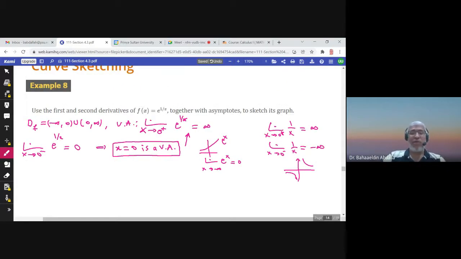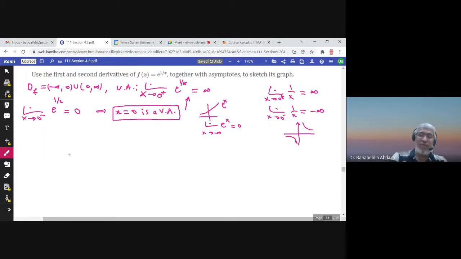Let me remind you the definition of the vertical asymptote. If you find that the limit when x approaches a from the right or from the left of f of x equals positive or negative infinity, then x equals a is a vertical asymptote. But from the left, this will help me also in the graph because I know now when x approaches 0 from the left, it's not infinity or negative infinity, it would be 0.